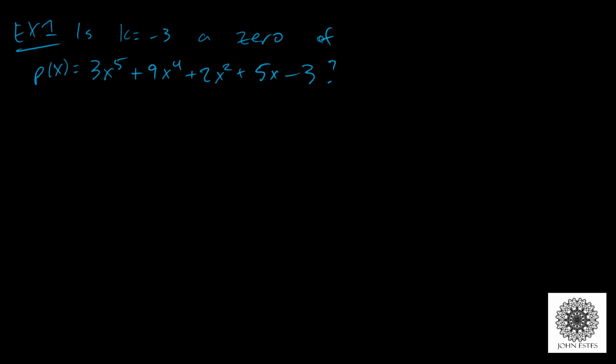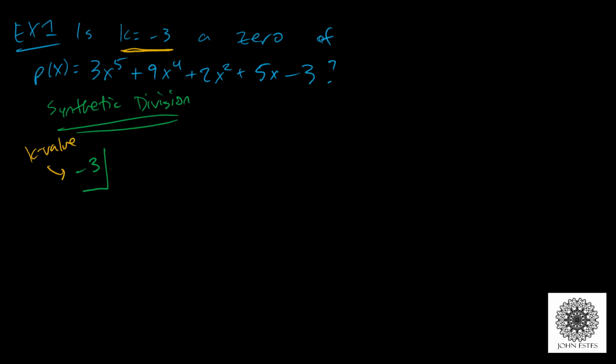So what we want to figure out is, is x plus 3 a factor of this polynomial? I don't know how to factor 5th degree polynomials very well, so I'm going to turn to what we call synthetic division. And this is how it works. First you're going to put your k value in a little box like this. This is the value that we're testing to see if it's a zero or not.